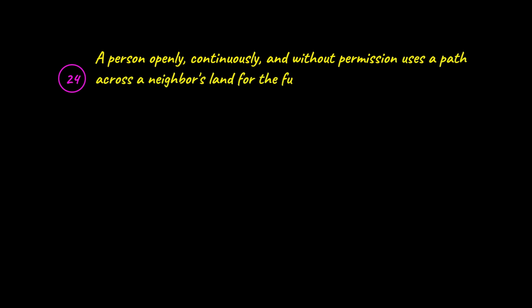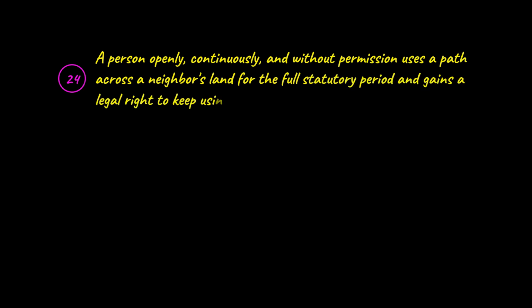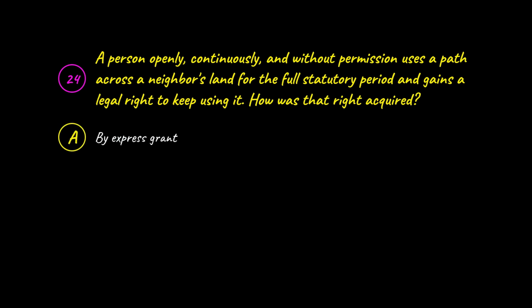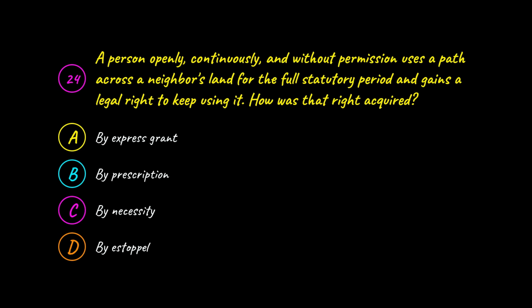Question 24. A person openly, continuously, and without permission uses a path across a neighbor's land for the full statutory period and gains a legal right to keep using it. How was that right acquired? Your options are: A, by express grant; B, by prescription; C, by necessity; D, by estoppel. Got a guess? Lock it in.